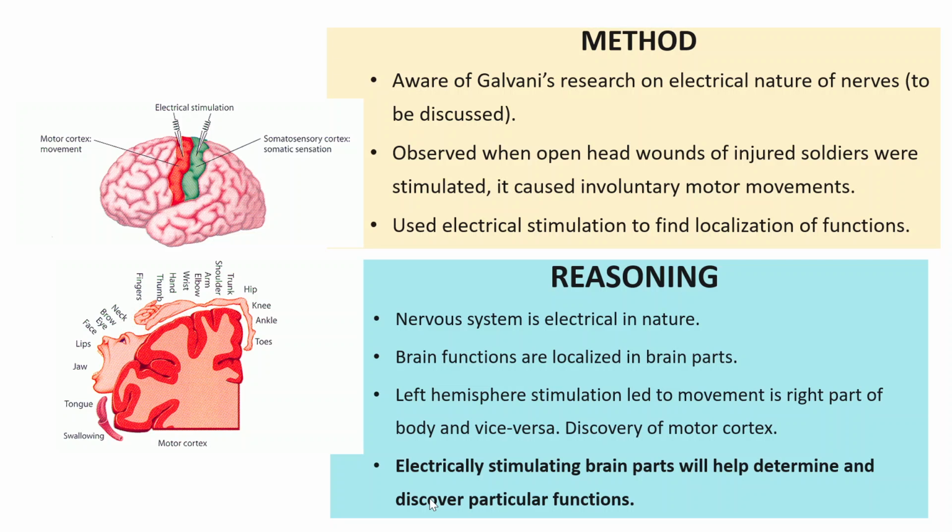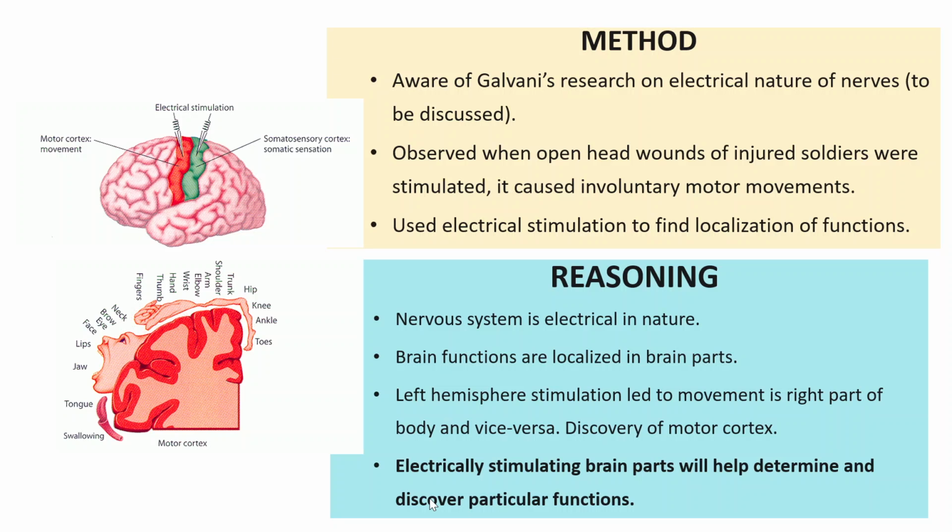So what did they observe? They observed that soldiers who had head injuries, when you stimulate their brain through electricity, showed what are called involuntary motor movements. Basically, if you stimulate certain parts of the brain, it will cause movement in your body. And they used that electrical stimulation to pinpoint which specific area of the brain led to what form of movement.